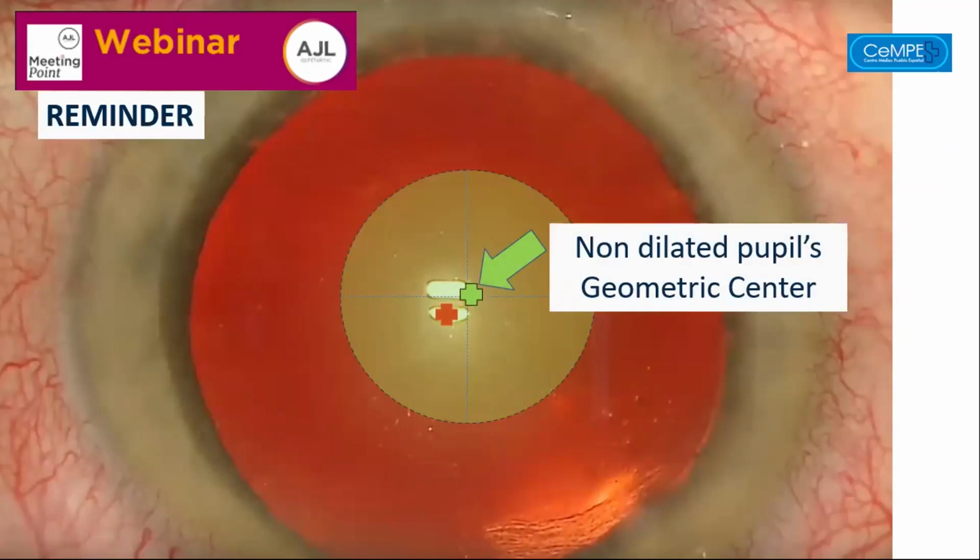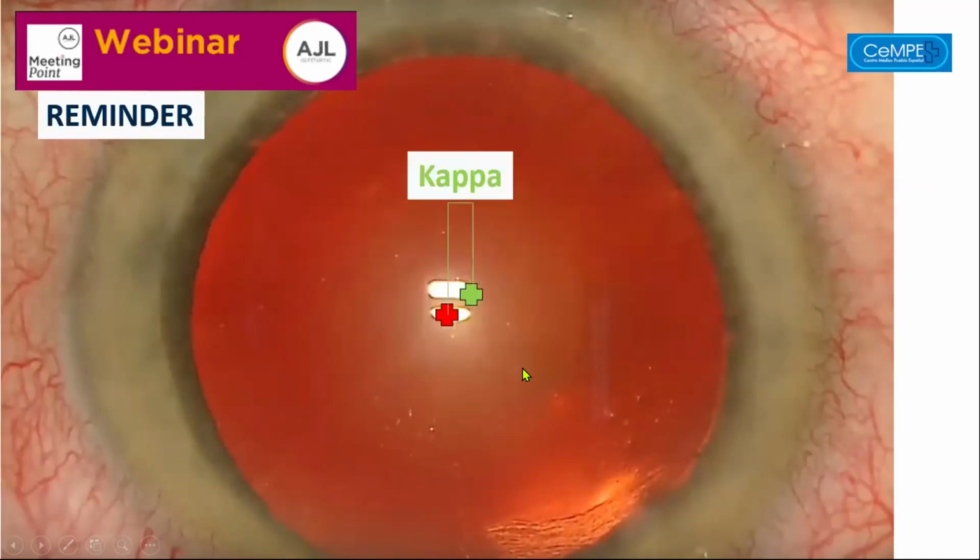Then you have the center of the non-dilated pupil, the geometric center of the non-dilated pupil. This does not necessarily match the visual axis. And the distance between the visual axis and the center of the non-dilated pupil is the kappa angle.